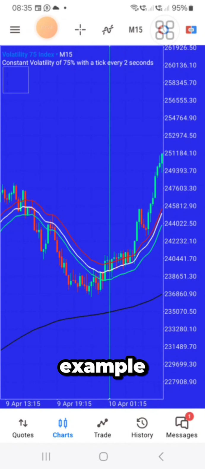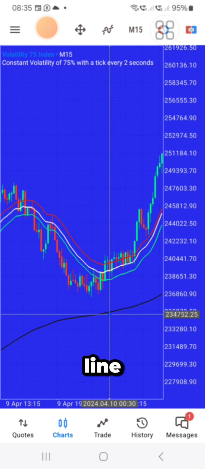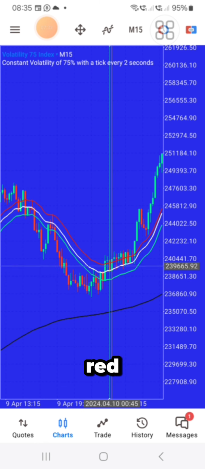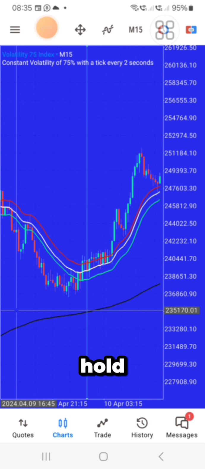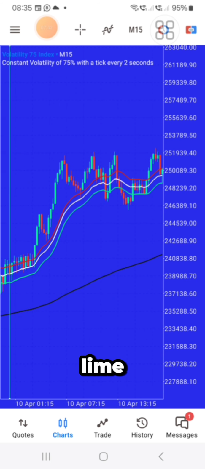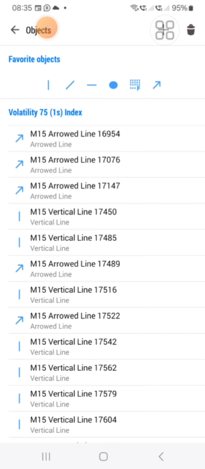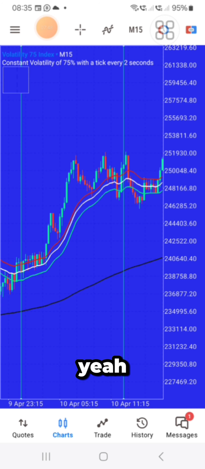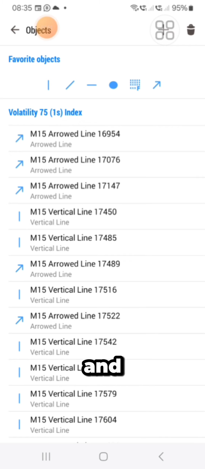Okay, here we have an example. We have a candle closing above the black line, and it closes above the red line. We enter our buy. Then our stop loss is just below here, and then we hold the trade as long as it stays above the lime green line. So we're going to exit around this area here. So we're going to buy from that area and we exit here.